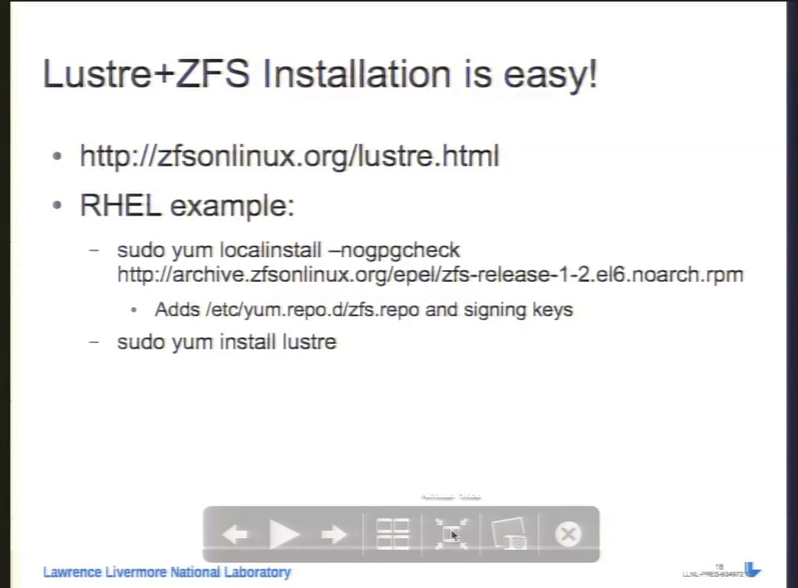So here's how you can install Lustre using ZFS. Just 2 commands. The first one is just to initially set up the Yum repos and the signing keys so Yum knows where to find Lustre and ZFS. And then it's 1 command, sudo yum install lustre. That'll grab the Lustre packages, the dependencies there will grab the ZFS and the SPL packages. DKMS will build all of the modules, and you'll be ready to go.